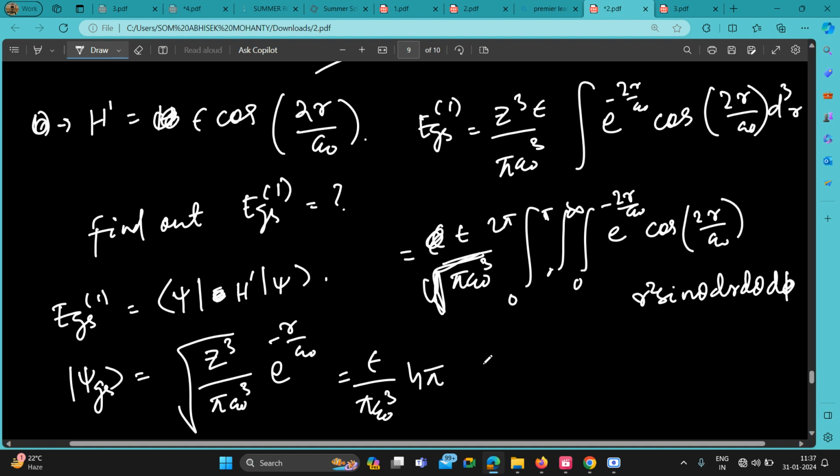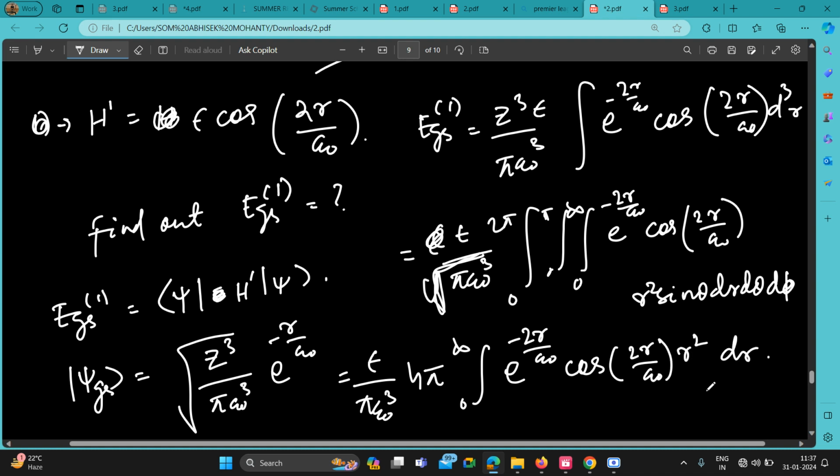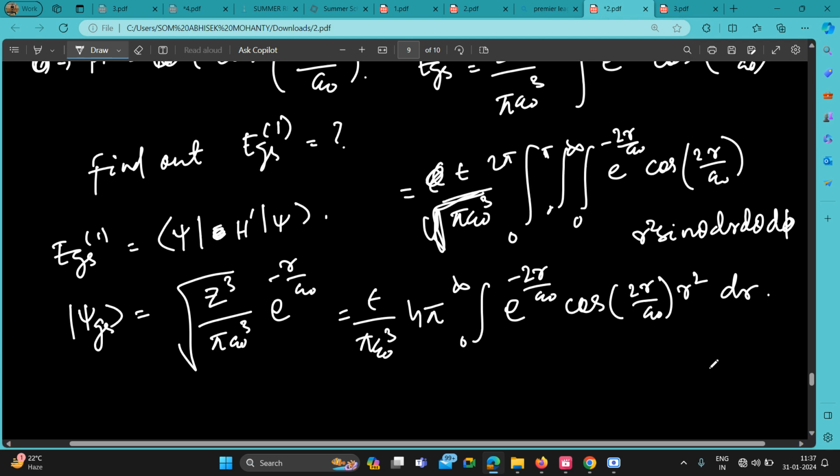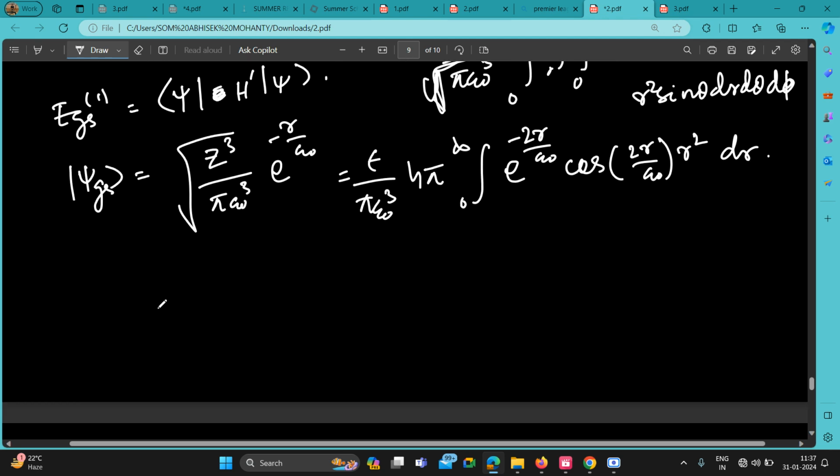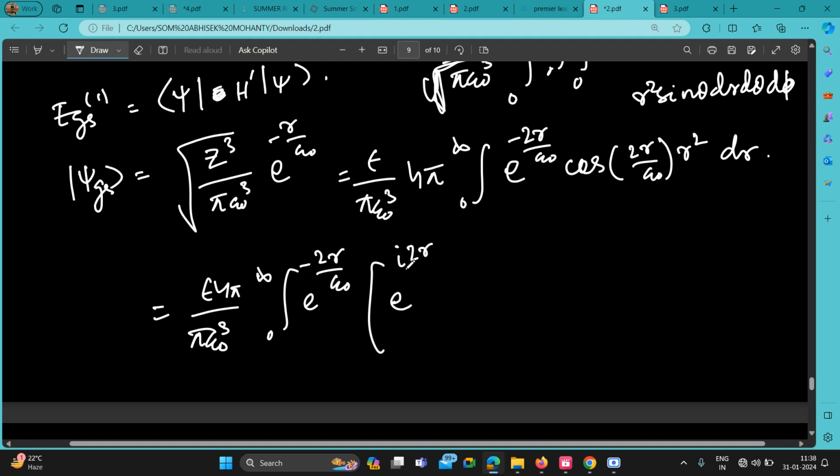The other ones. So what we have to exactly calculate is 0 to infinity e to the power minus 2r by a naught cos 2r by a naught r square dr. This is what we have to calculate. Now cos 2r by a naught, I have to open it a bit. 4 pi 0 to infinity e to the minus 2r by a naught, cos 2r by a naught I can write as e to the power i 2r by a naught plus e to the power minus i 2r by a naught divided by 2, r square dr.